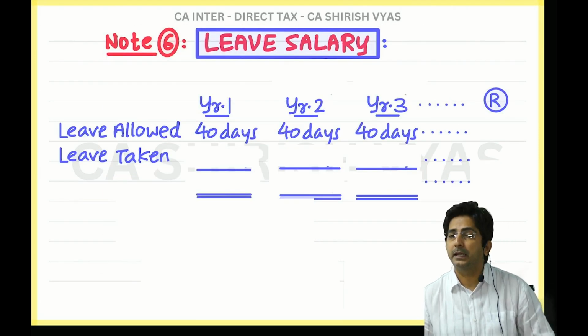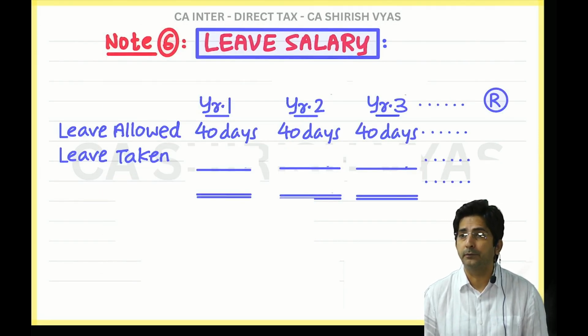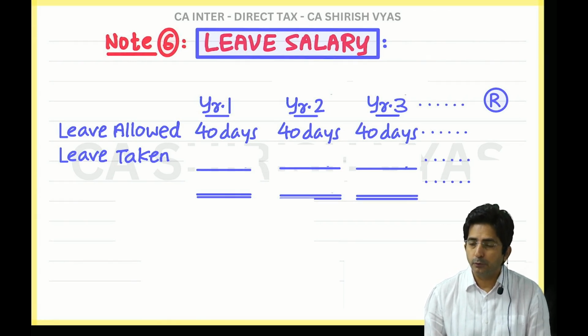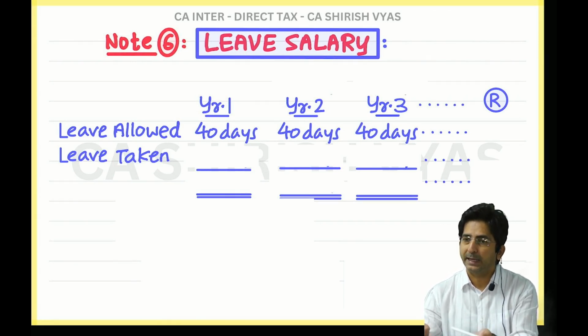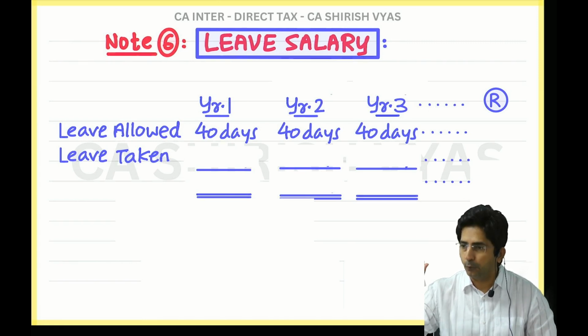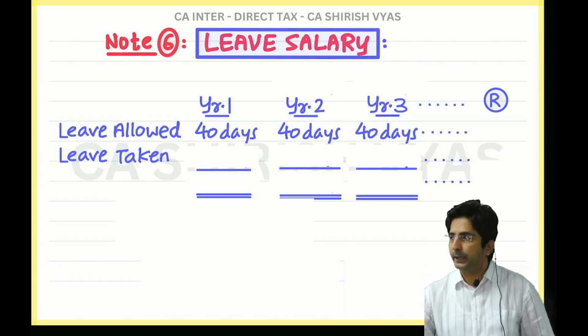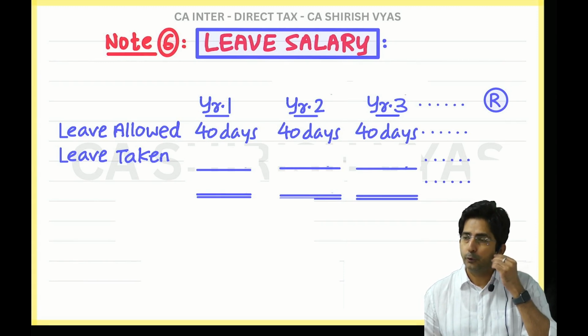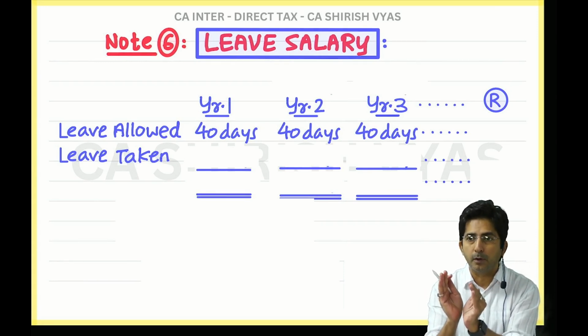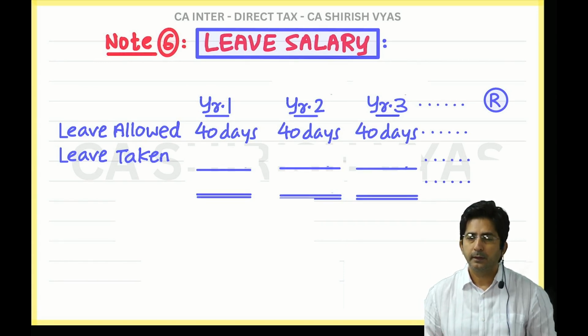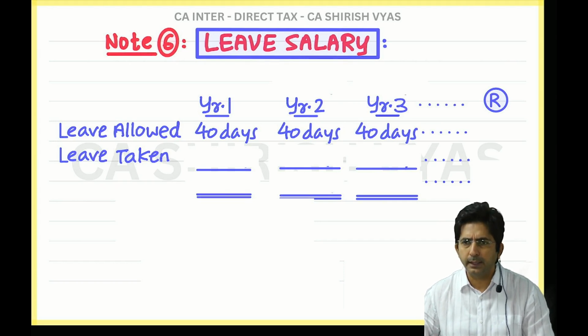It is salary for unused leave. Sometimes you don't take the leave, so you can encash the leave. Look at this example; with an example you will understand better. In every company there is a rule that you are allowed a particular number of days as holiday. It can be 30 days, 40 days, whatever.